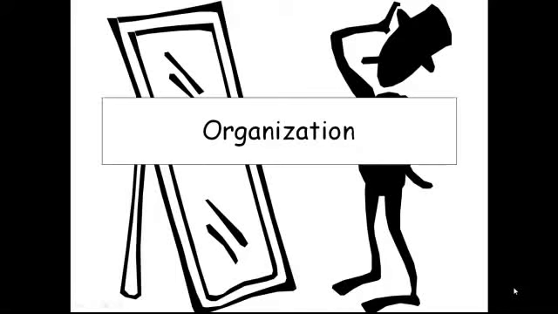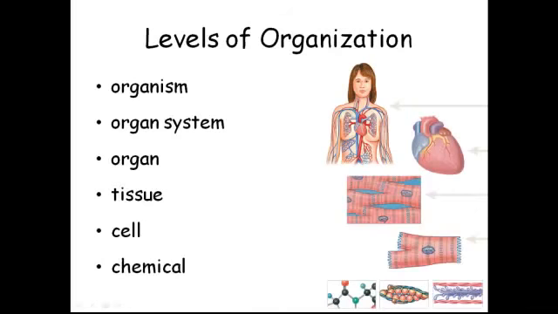Let's talk about these scales, these what we call levels of organization. At the top, you have the organism. Now, not orgasm. That's ANP2. So, the organism is made out of organ systems.